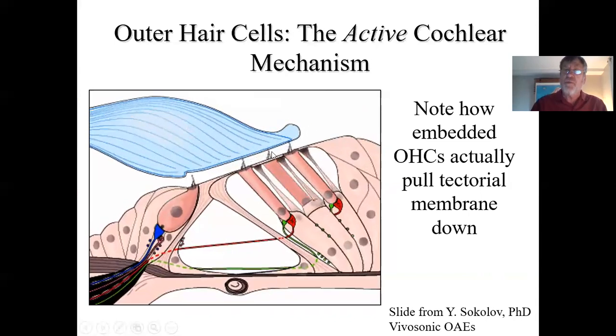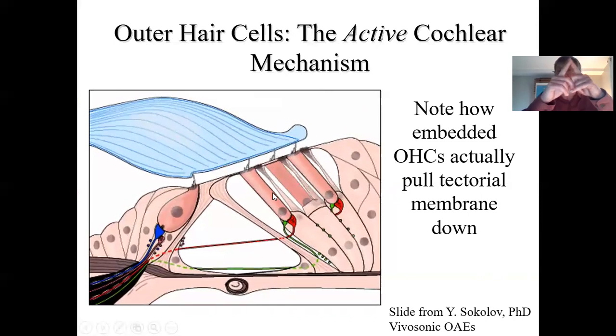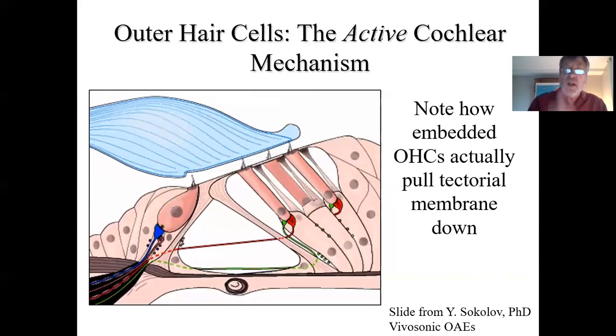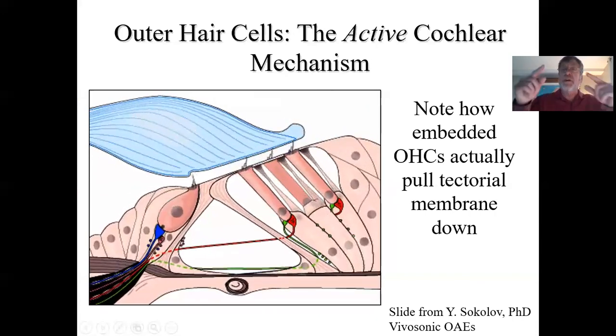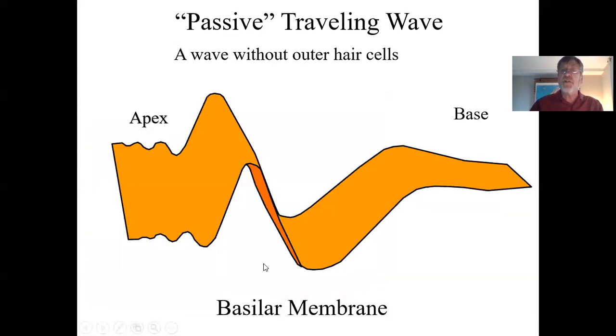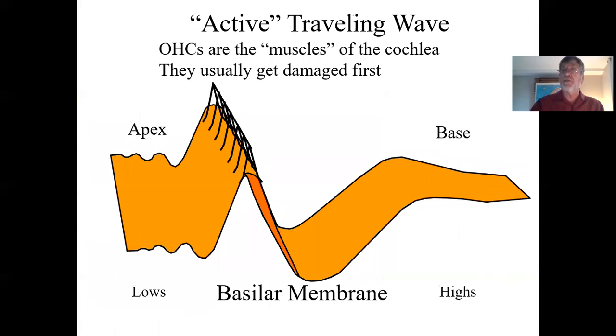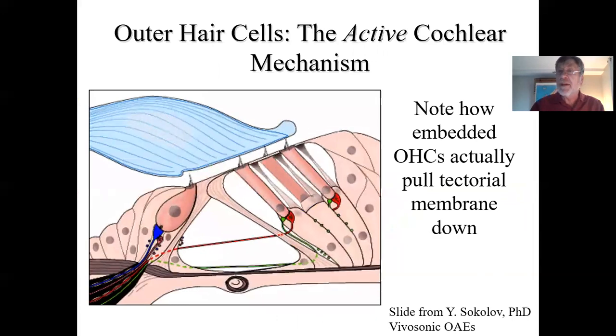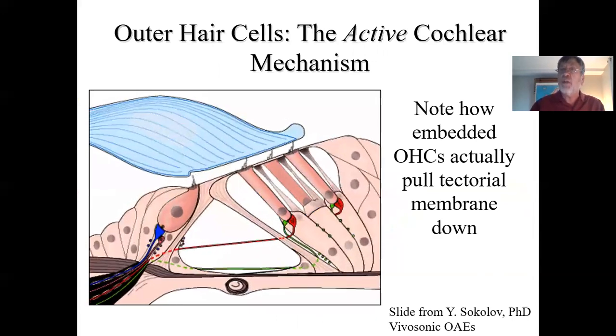And this action serves to sharpen and amplify the peak of the traveling wave. This action that the outer hair cells are doing right here serves to increase the amplitude and sharpen the peak of the traveling wave. A passive traveling wave, active traveling wave. Okay, the two-fold role of the outer hair cells. That's why they die first, because they're the moving part. That's why outers tend to die before inners.